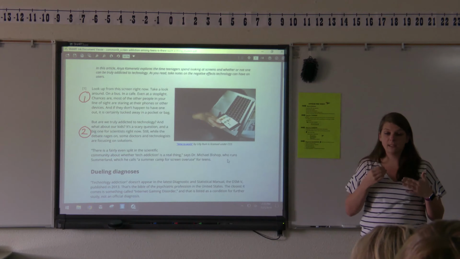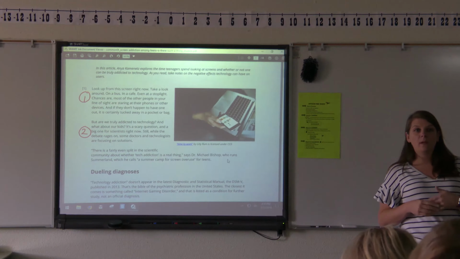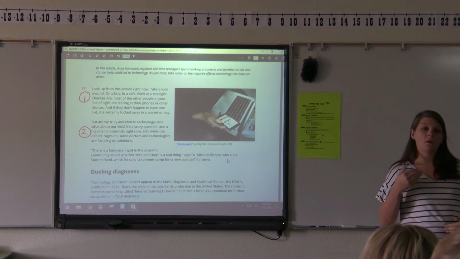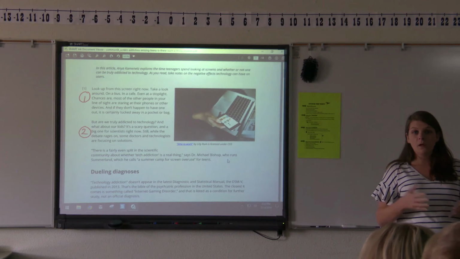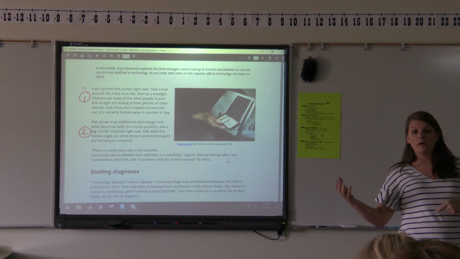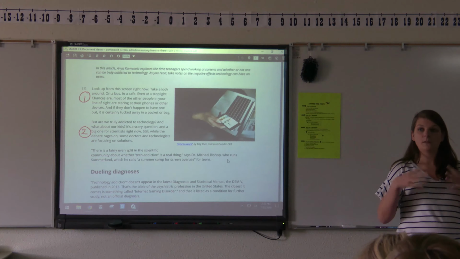So for instance, this is about technology. So maybe you are in a computer class, or you have been learning about screen time and what that means. You might read about lahars if you're learning about volcanoes and earth science.